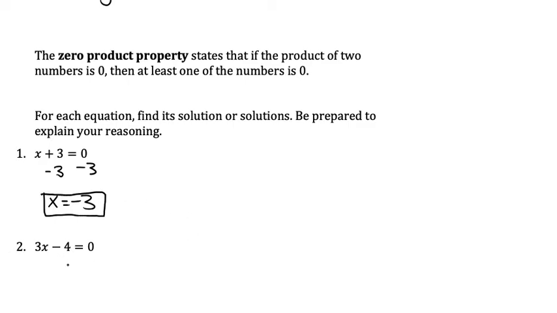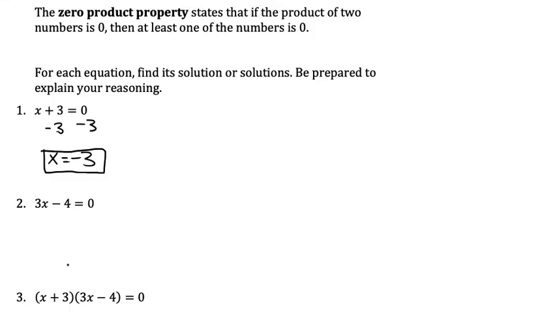Now for number 2, 3x minus 4 equals 0. Again, I'm trying to get x by itself. Now, unlike the problem above, this x is going to be a fraction. I can't think of a number that I would multiply by 3 and have it equal to 4, and then so that when I subtract these, I get 0. So I'm just going to solve by adding 4 to both sides. And then dividing both sides by 3, and that gives me x equals 4/3. You can just leave it like that.